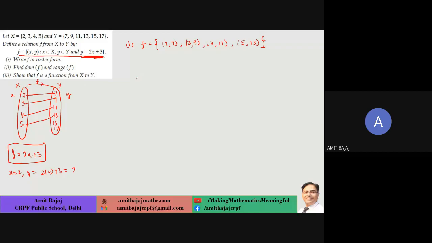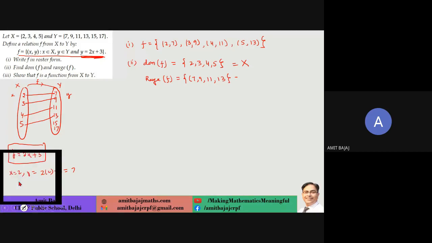Now, in the second part, the domain and range are asked. So domain would be simply what values X can take, clearly all, that is set X, and the range of F, what values your function Y is, this relation is taking. Right now it has not been given the name function, remember this. So which is actually not equal to Y here.